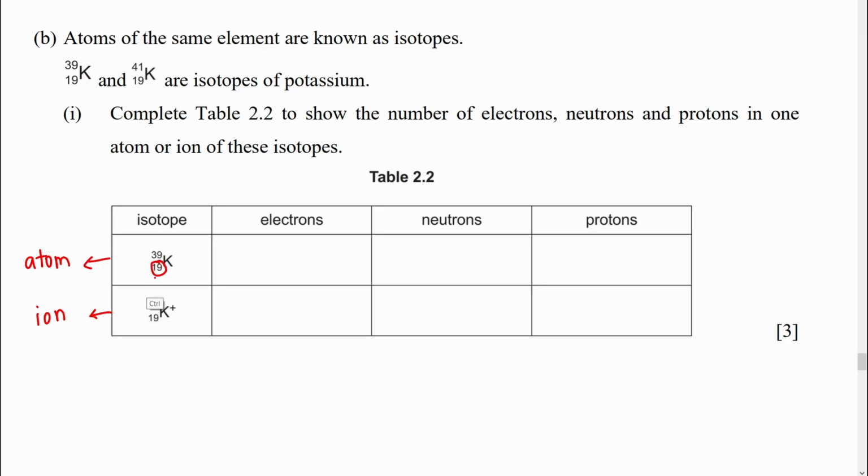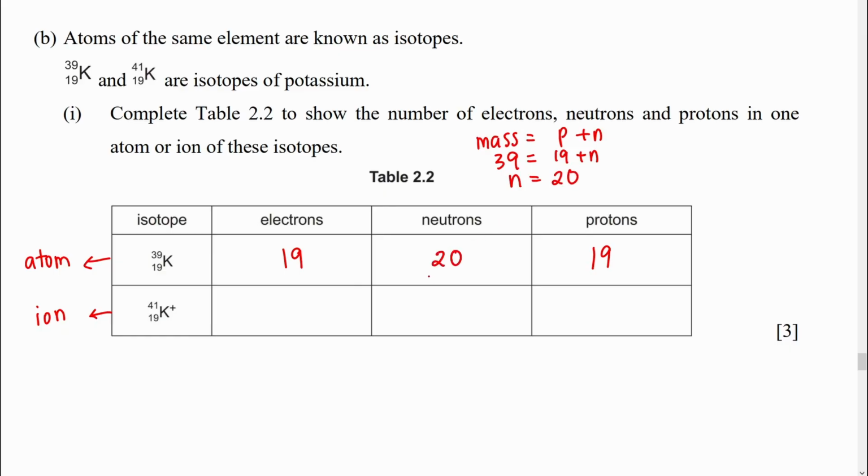So in this case, this is the number of protons, right? Or atomic number. So the proton number is 19 and the electron number is also 19. And what about the neutron? So mass equals to P plus N. So the mass is 39 and the proton is 19 plus N. So neutron is 39 minus 19, which is 20.